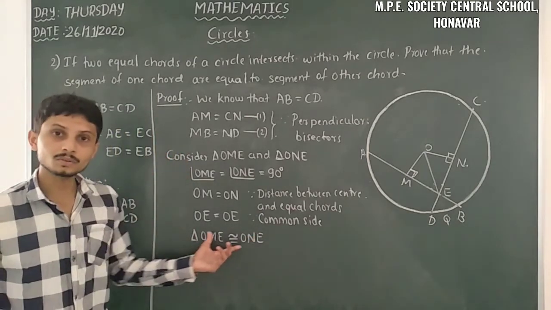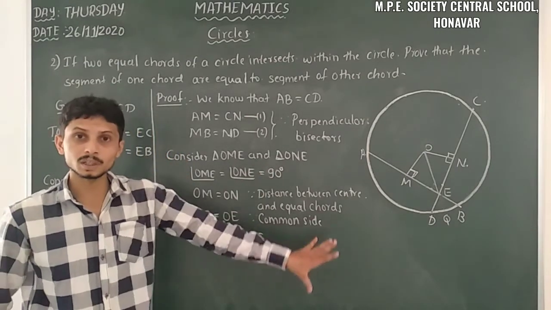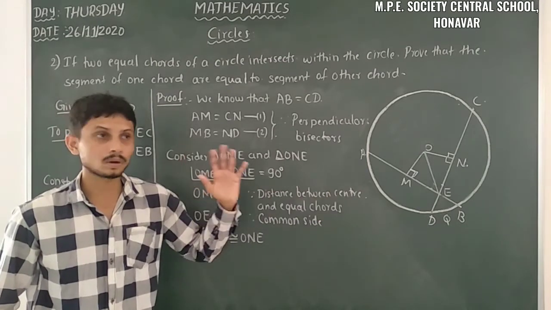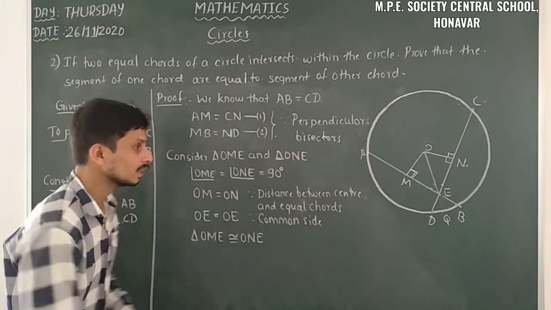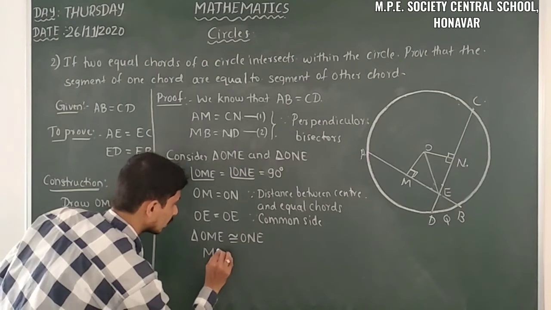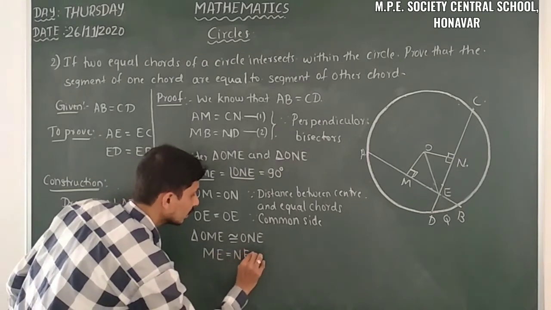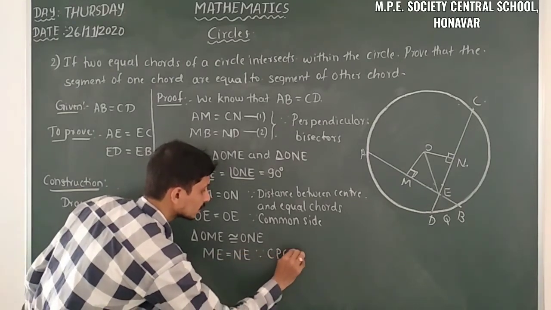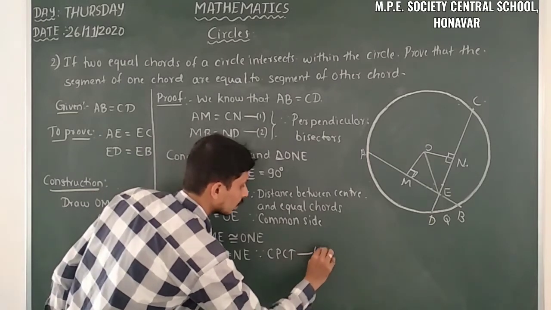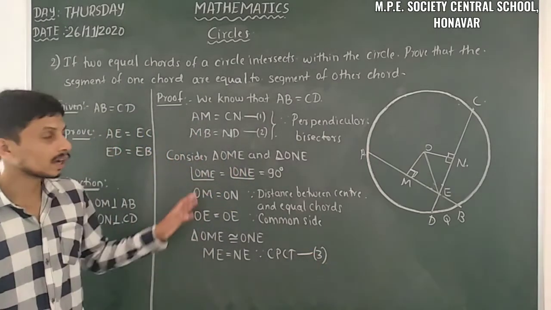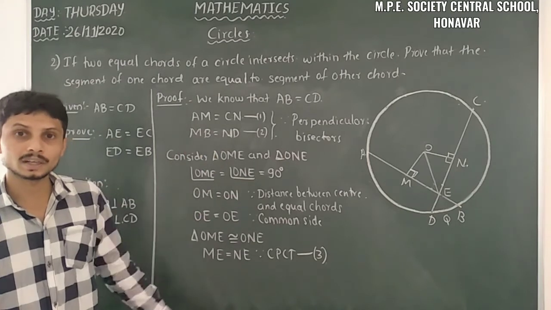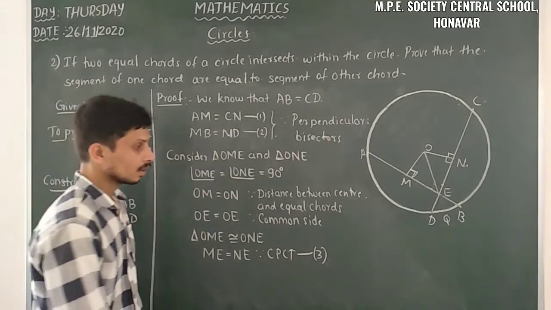So when those two triangles are congruent, corresponding parts of those triangles are equal. Which one do we want here? ME is equal to NE. This one is a CPCT. I will take this as equation number 3. Then we have to add and subtract with equation 1 and equation 2 to get our result.